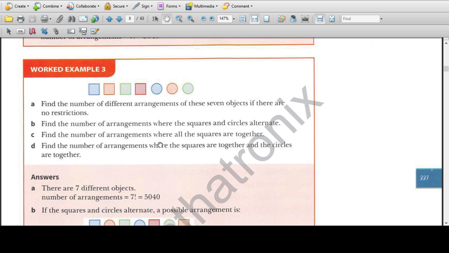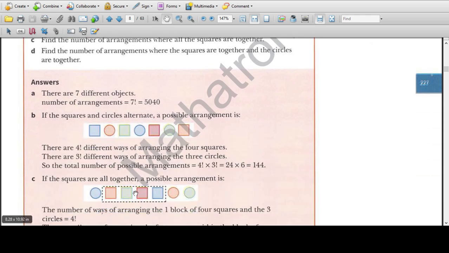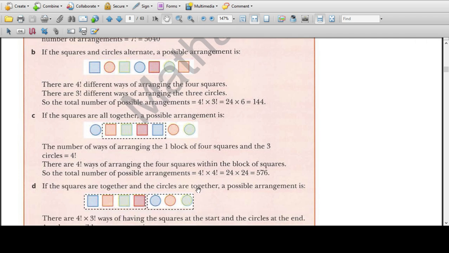Find the number of arrangements where all the squares are together. All squares are together, so it becomes a single entity. This square block may be at the second place, maybe at the third place, maybe at the fourth place, maybe at the first place. So first, all the squares are together.